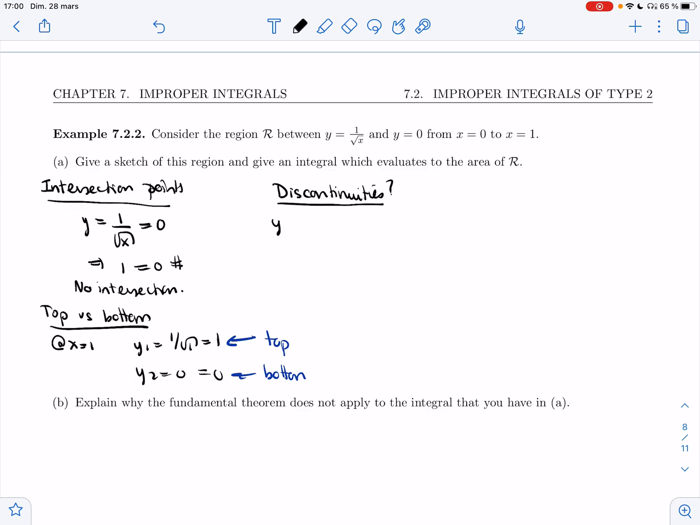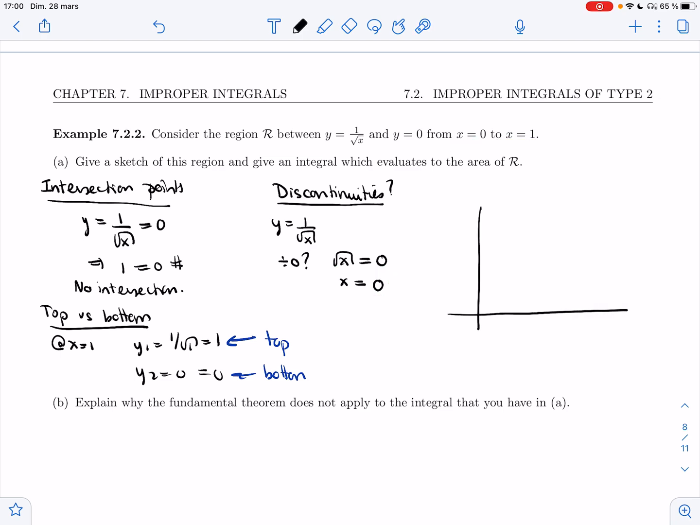So I have 1 over root x. I have a division here. I can't divide by 0. So let's see if we divide by 0. If the denominator is 0, so if root of x is 0, and if I square both sides, I get that x is 0. So I have a discontinuity that happens to be in my interval.